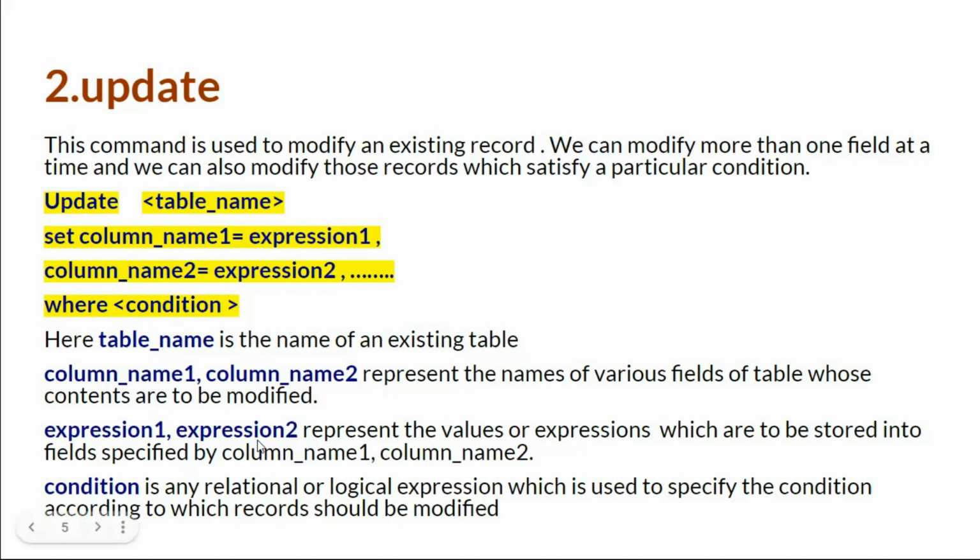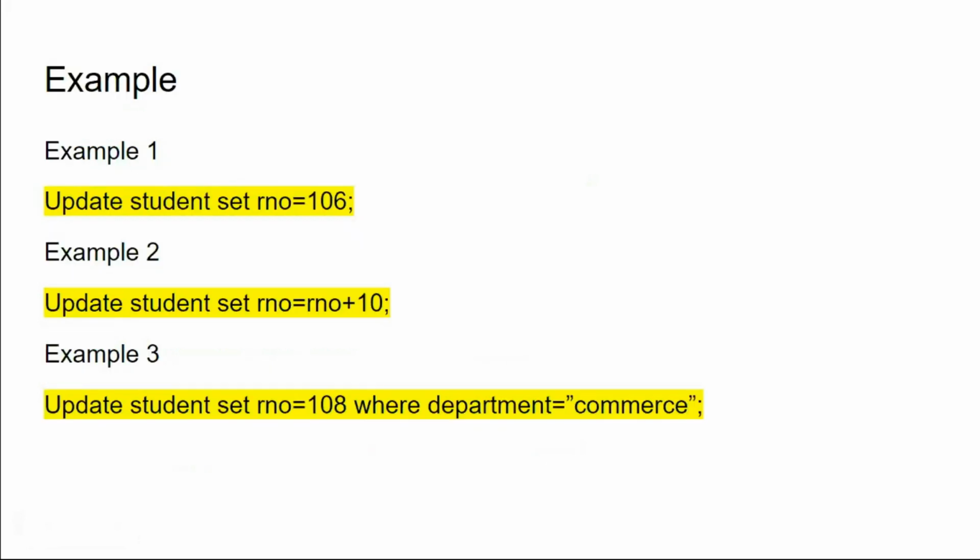And the expression is the value which you are trying to change. And condition is a logical or relational expression which you are going to perform on a particular question. And I've given 3 different examples. In the first example, I have made the entire roll number column into 106. So update student set roll number equal to 106, in the sense that wherever you have the roll number field, it will be converted into 106. Whatever value it had previously, all the values will be changed into 106.